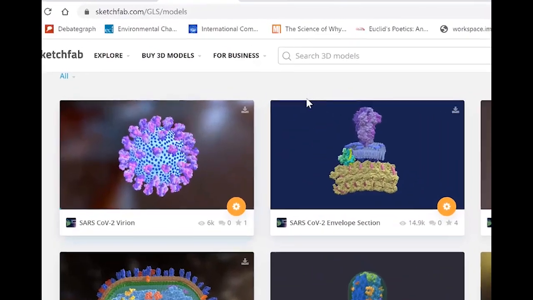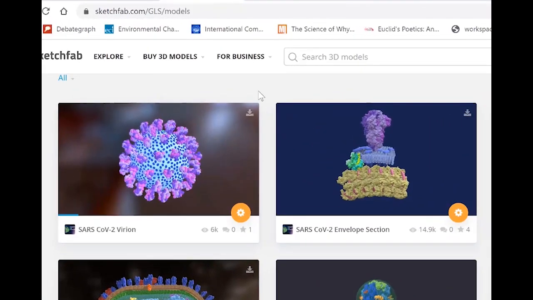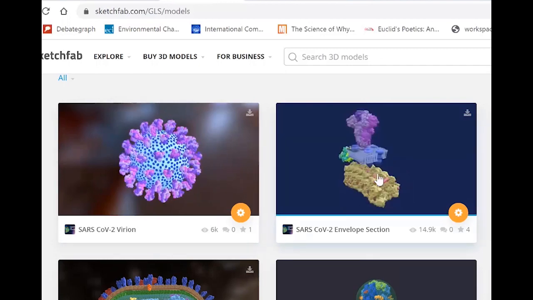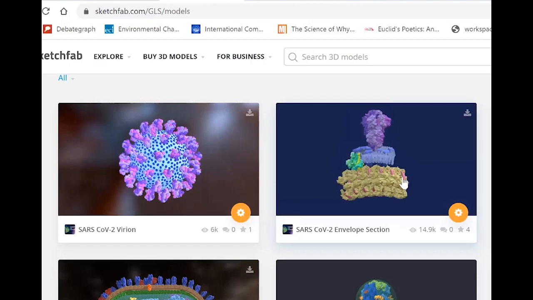Which is what we can see here at the top of the Sketchfab page. There's the whole virion. There is a close-up of a section of the envelope, so that's one of the spikes, and below it is the RNA, which is the red part, and then that's coiled with the nuclear protein, so it's in the center of the whole virion, and then a half view here.